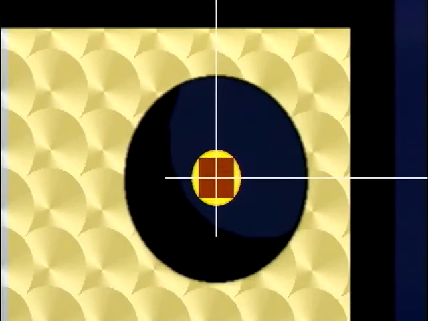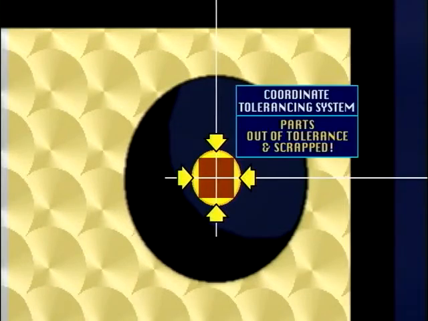Under the coordinate tolerancing system, which produced a square zone, parts with holes which fell into the yellow portions of the tolerance zone would be scrapped. They would be out of tolerance even though they would be functionally acceptable. The use of geometric position tolerances eliminates that waste.